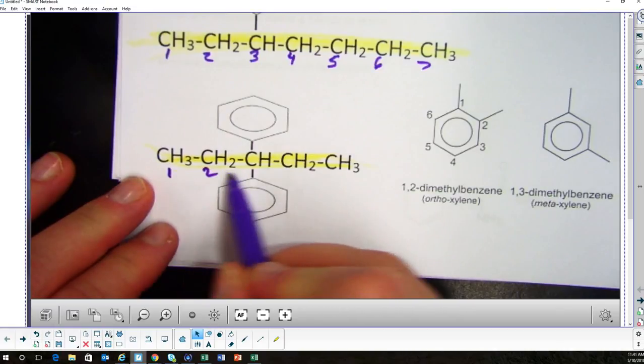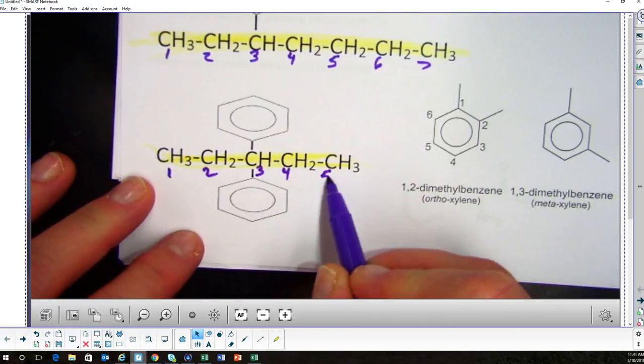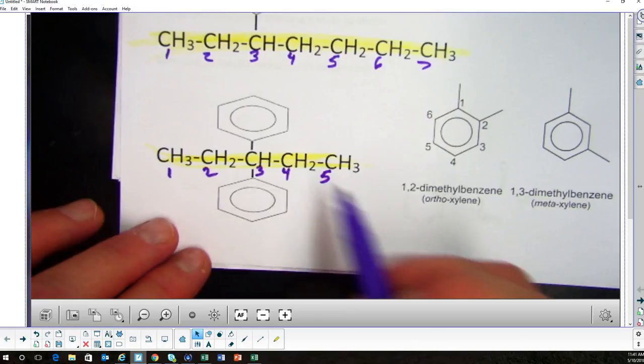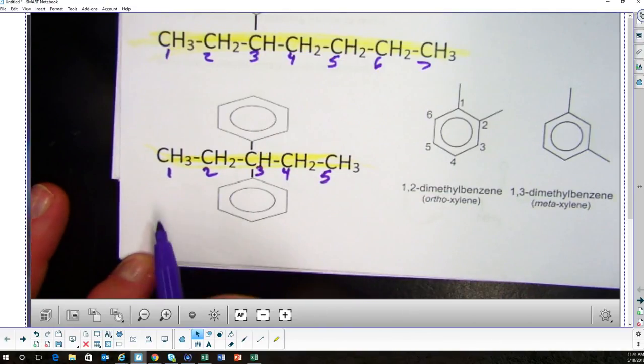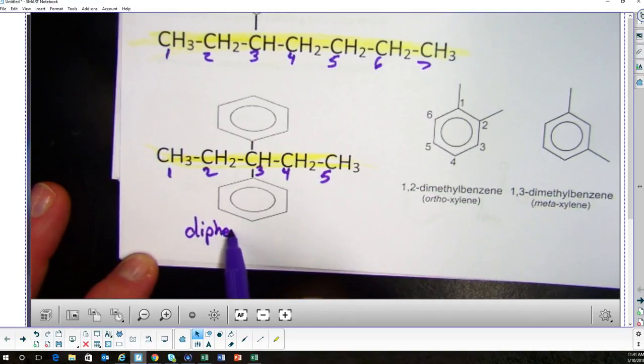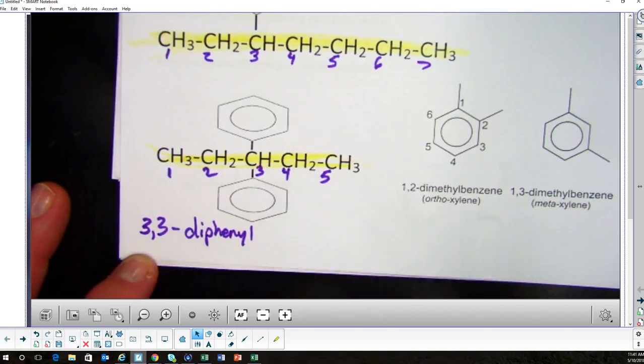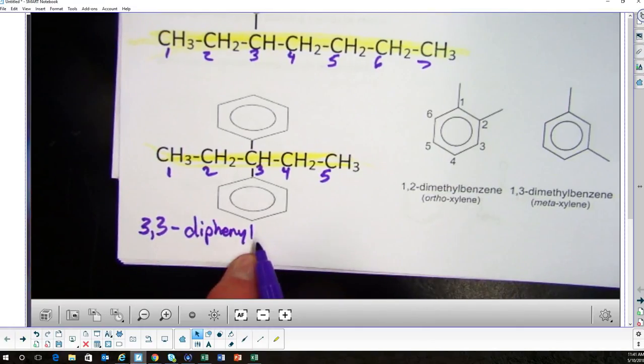So 1, 2, 3, it didn't matter really which way I chose, so I just chose forward. I have 2 phenyl groups coming off. How would I name this? It would be a diphenyl. What would I put in front of the diphenyl? And remember, you have to put 2 of them. If there's 2 things there, I have to put both numbers. And what was the ending on this one? Pentane, good.